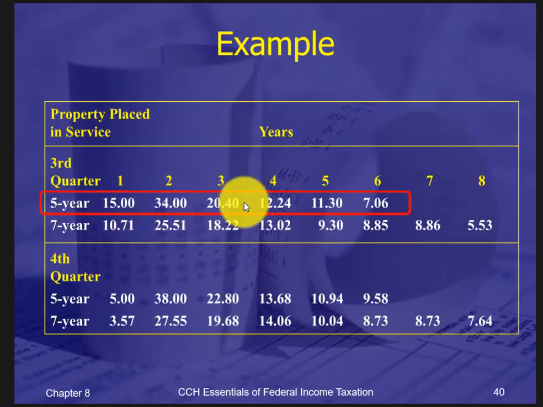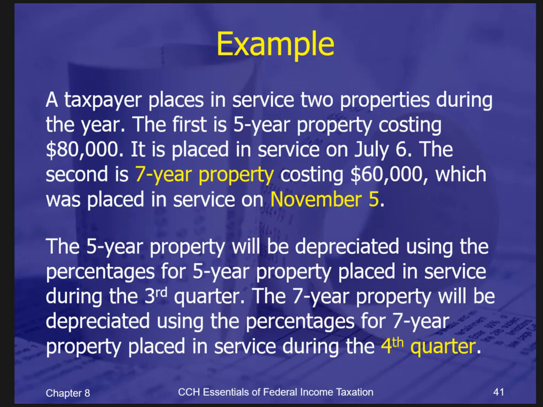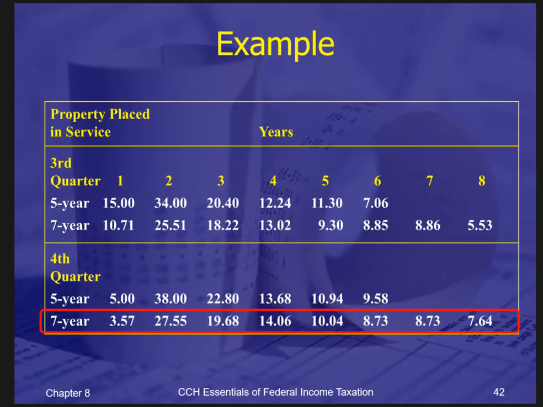So you would be using this table, okay? Two properties, first on July 6th, and the second in the fourth quarter, and then we're going to use the 7-year property using this table. Same example, okay? So you use the quarter table based on when it was purchased, all right? So we'll pick up with some more options on depreciation in part 2.